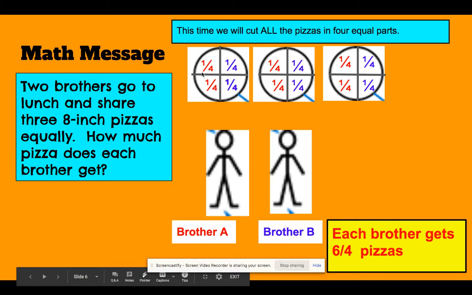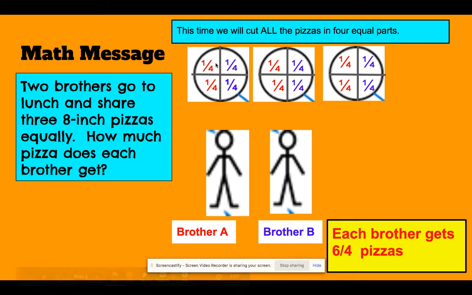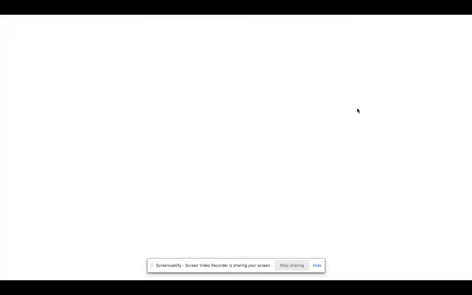So let's count brother A's slices. So he has 1/4, 2/4, 3/4, 4/4, 5/4, and 6/4. So that's how we're getting 6/4. And again, if you want to count brother B, you can do the same. So it's 1/4 for brother B, 2/4, 3/4, 4/4, 5/4, and 6/4. So each brother is getting an equal share of the pizza.